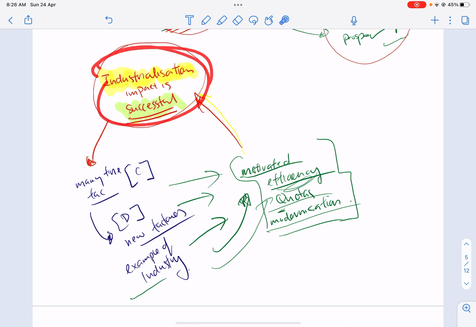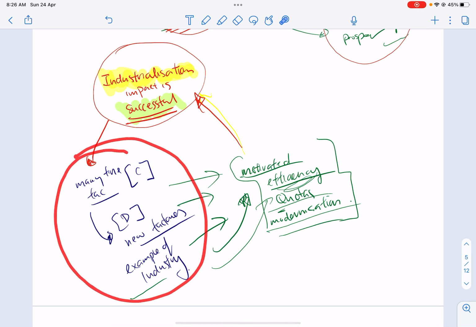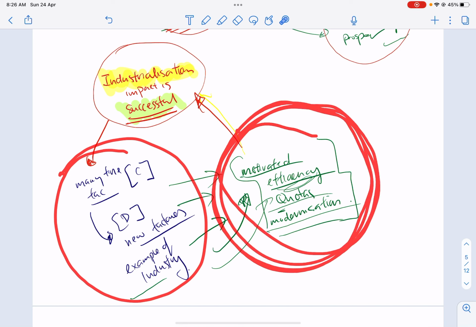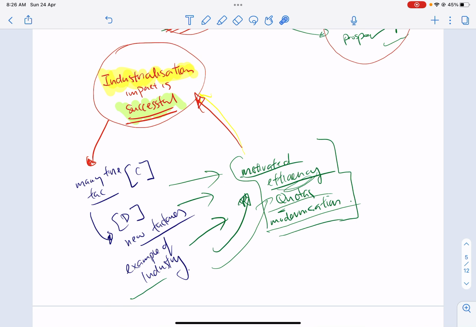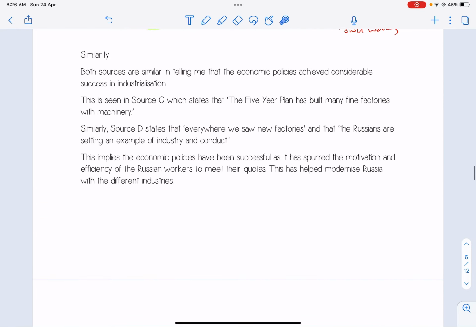So the circle must be complete, right? Your evidence is meant to give you the facts, and with the facts you will explain them and try to help to convince the marker that your main point here is true. Okay, so once you see everything very clearly written down, that means that you're good to go. So how will it look like if I write it in full sentences?